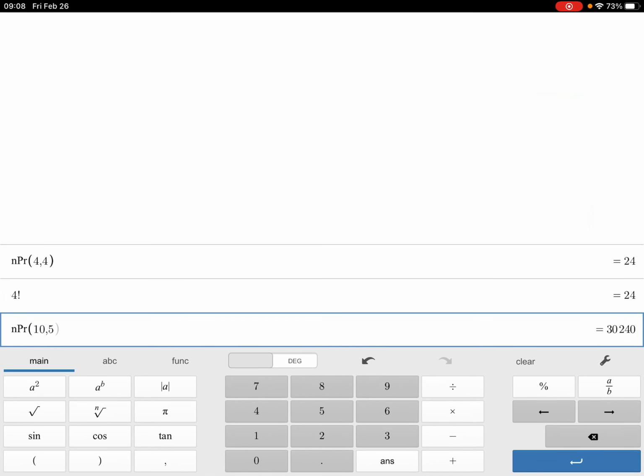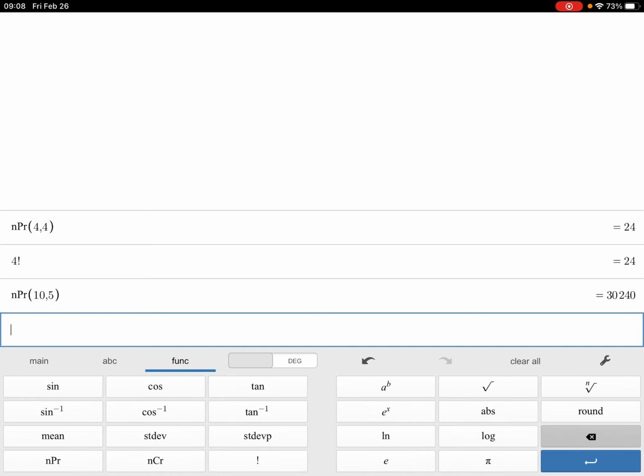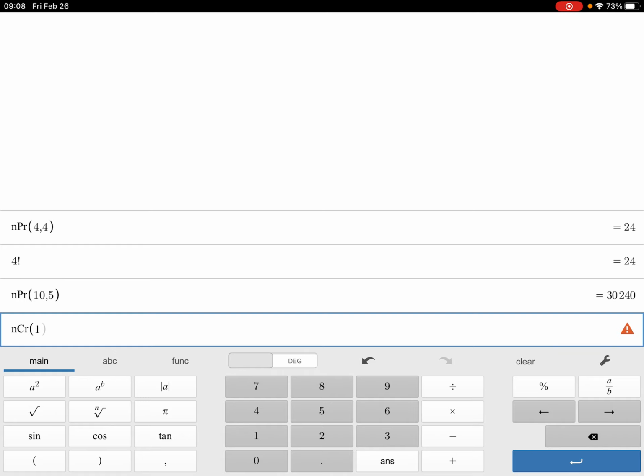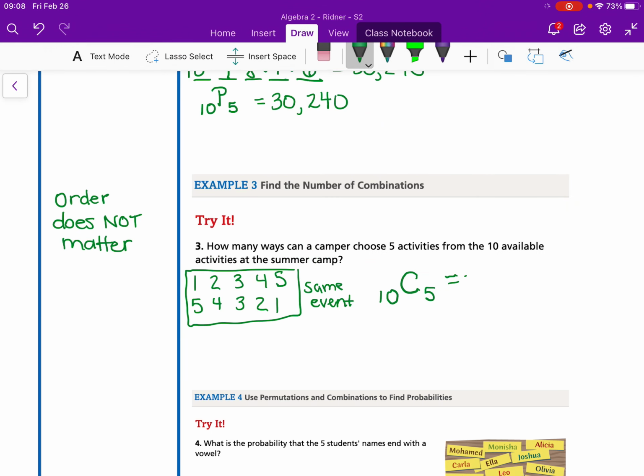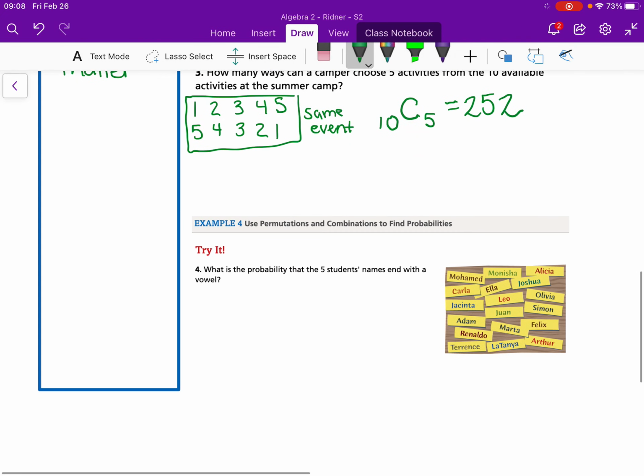And so function, nCr, 10, 5. Notice that's only 252, whereas the permutation is 30,000. So this takes away all of the repeats. So 252 for combination.